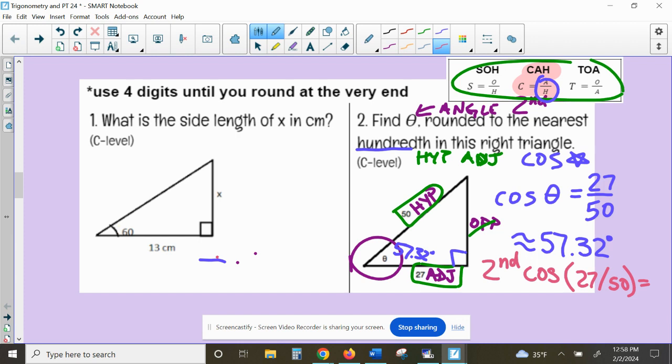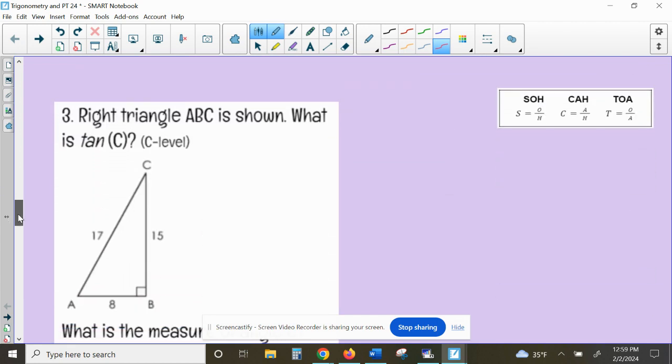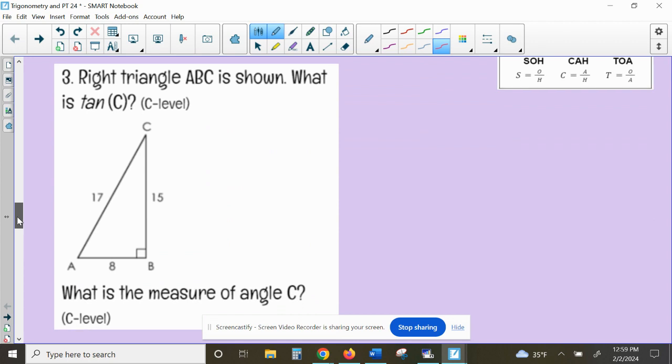And that is all we had to do for number 2. Easy. Okay, let's do number 3. Can I scroll? Got everything? Remember, color code your stuff so you can see it. All right, here we go.